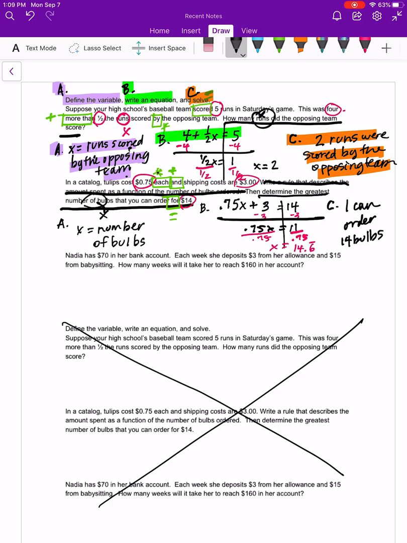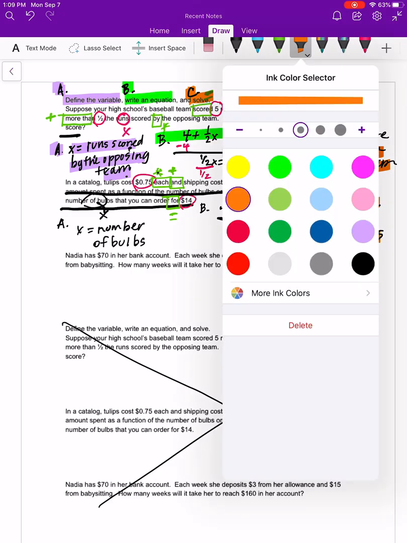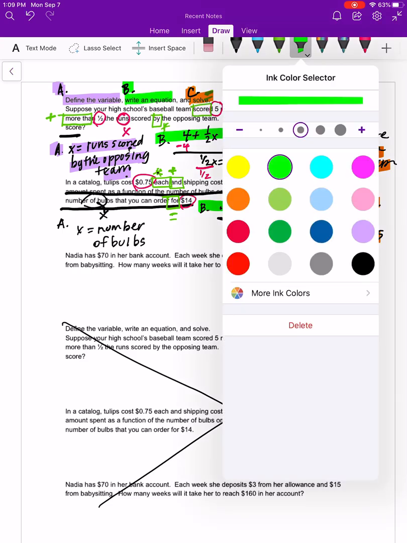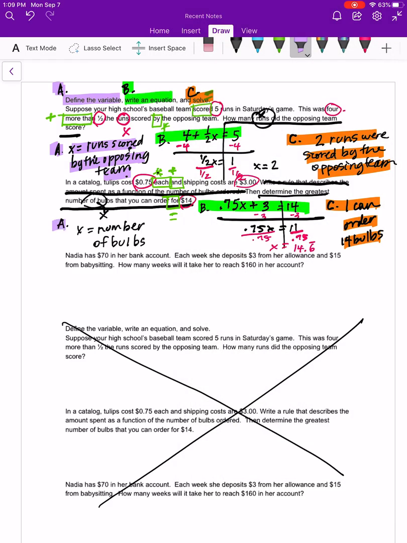And once again, if we define our variables, we write an equation and we solve. Here's my solve. I had orange first, so I'm going to just go with that. Then if I wrote my equation, writing my equation would be right here. That's my B. And then my A, defining my variable, just kind of pointing these out to you so you can kind of see. I'll do that in purple. And here it is, number of bulbs.